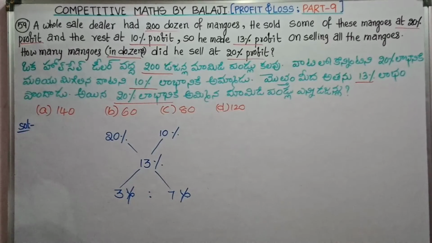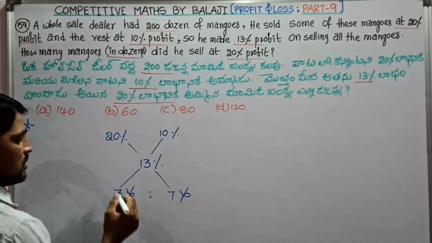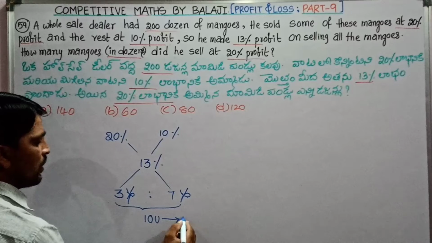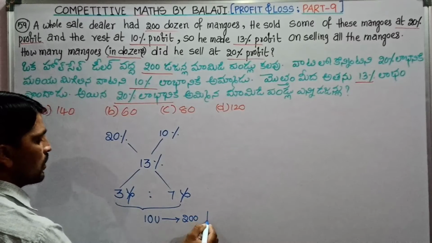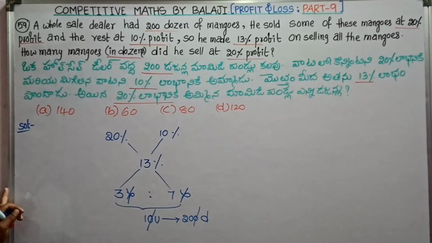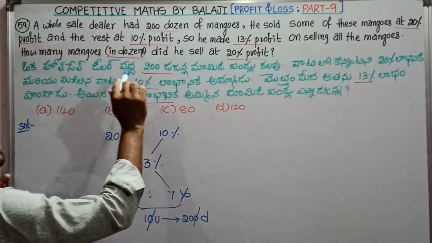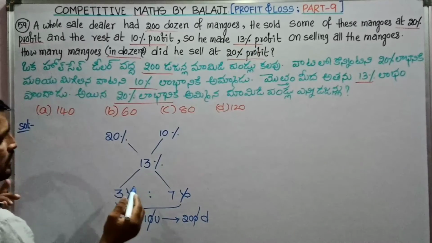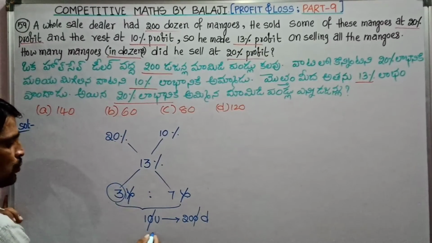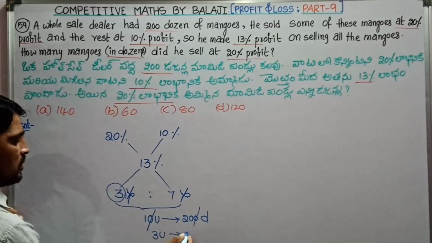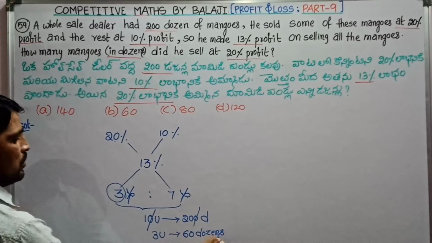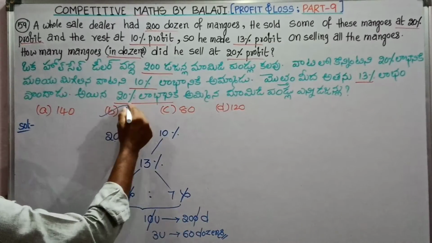So total dozens are 200 dozens and total units are 10 units. That is, 10 units are equal to 200 dozens, so 1 unit is equal to 20 dozen. But we have to find the number of dozens he sold at 20% profit. The 20% profit units are 3 units. So 3 units value is 3 twos are 60 dozens. Okay, so the answer is B.